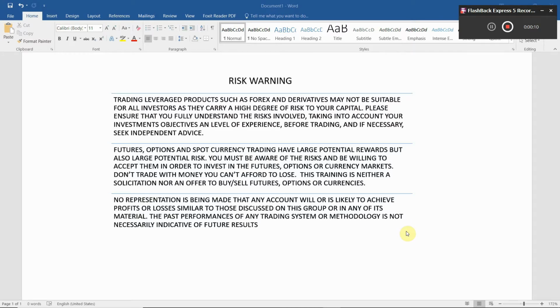So basically we're discussing three pairs: the USD, the XAUUSD, GBPUSD, and US Tech Cash, which is also known as the US 100.